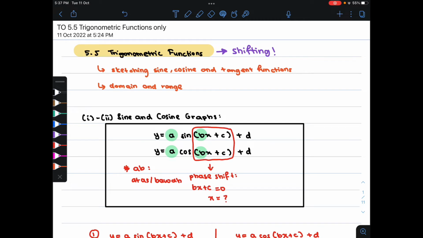Next, we can find the phase shift for cosine and sine functions by looking at everything inside the bracket. So bx plus c, you let it equal to 0, and then you solve for x. That will tell you whether your graph will shift to the left or to the right. Basically, phase shift can also be called the horizontal shift. And lastly, the value of d at the back here will tell you whether your graph shifts upward or downward.